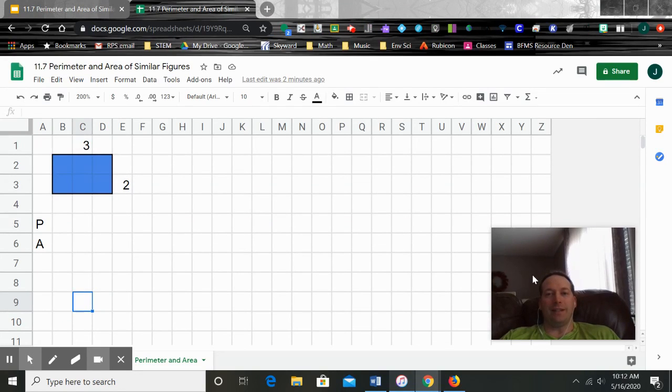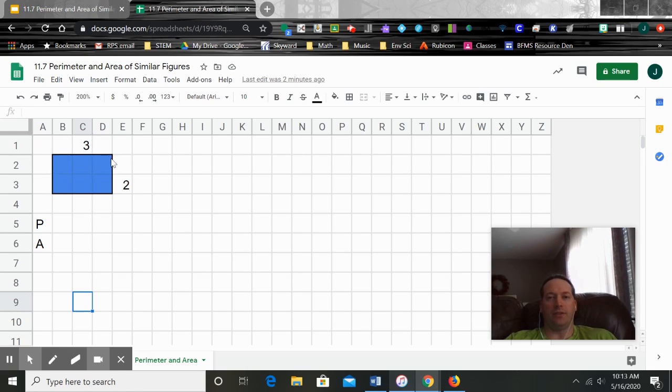So this is a lesson that I wish I could do with you in school. It's so much fun and there's a lot of neat little things. If you want to do this with me on a piece of grid paper, feel free. We're going to look today at the connection between similar figures with their perimeters and their areas. And you're going to see there's a really neat connection.